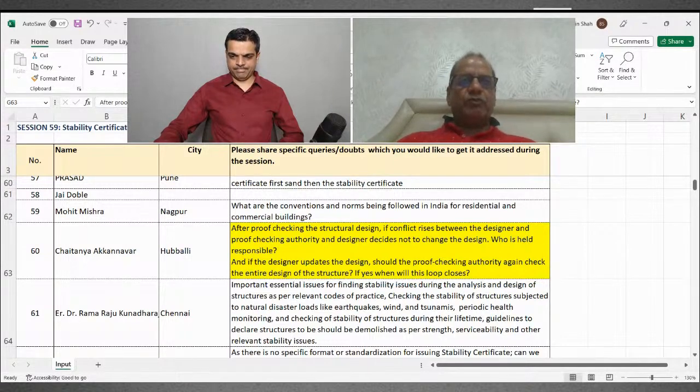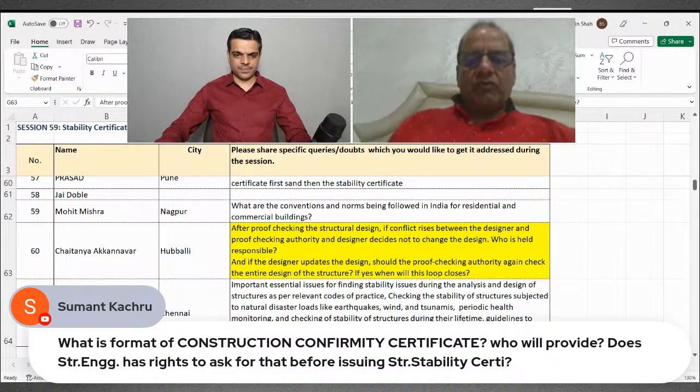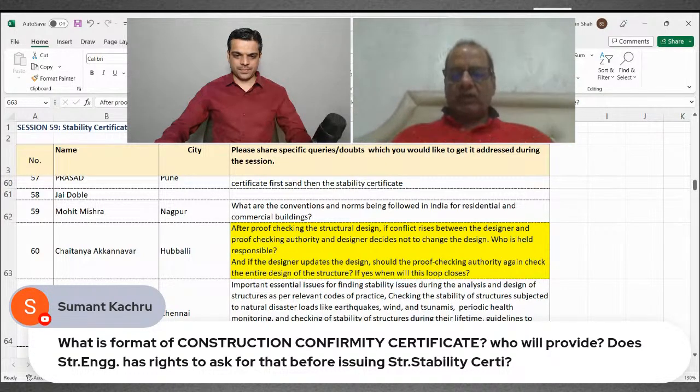But when there is proof checking, a difference of opinion may be there and conflict arises, but all those notes should come in writing. Finally, the owner, the client, has to say which opinion they want to follow.